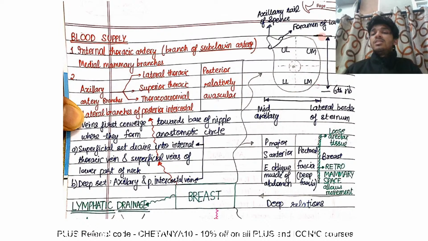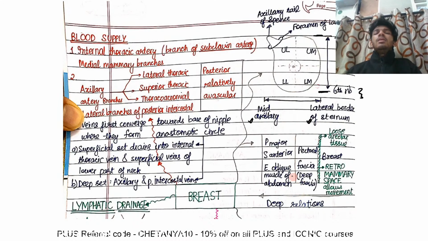Whenever you talk about the extent of the breast, the vertical extent is second rib to sixth rib, and the horizontal extent is from the lateral border of the sternum to the mid axillary line. The extent is fairly easy to remember. So the extent is very simple, and the blood supply is very simple.